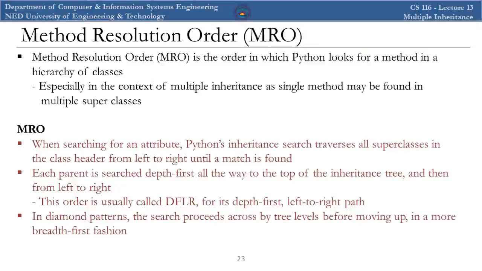So in diamond pattern, we move breadth-wise. This prevents us from searching that peak class twice, right? So this is the rule. Now let's do some examples on this.